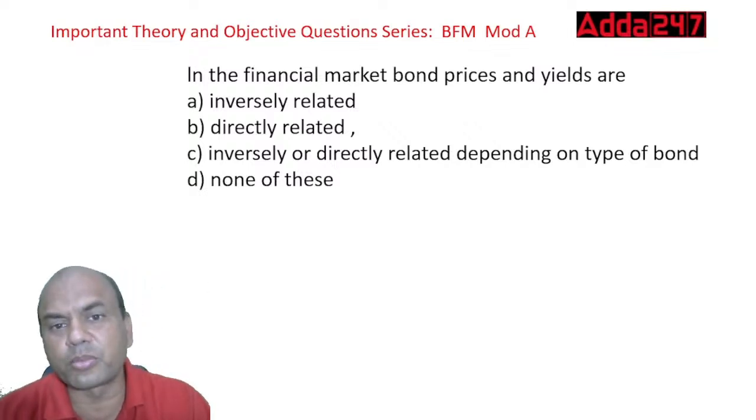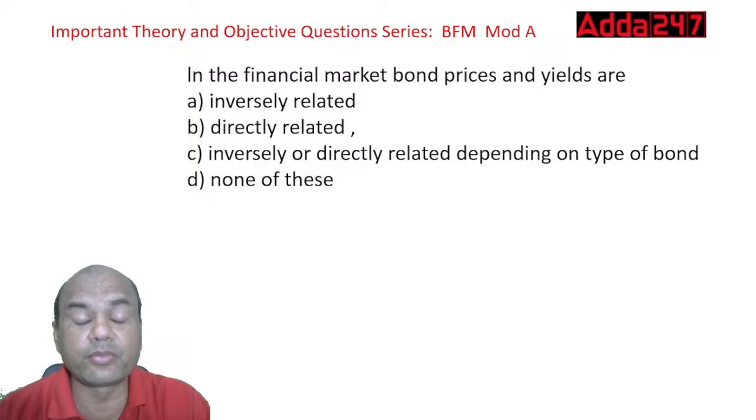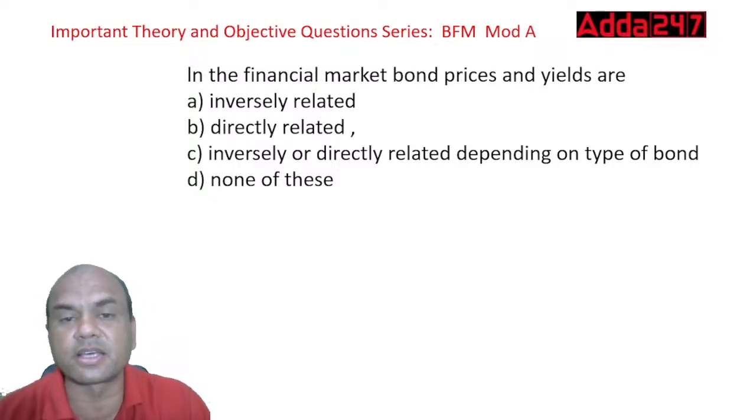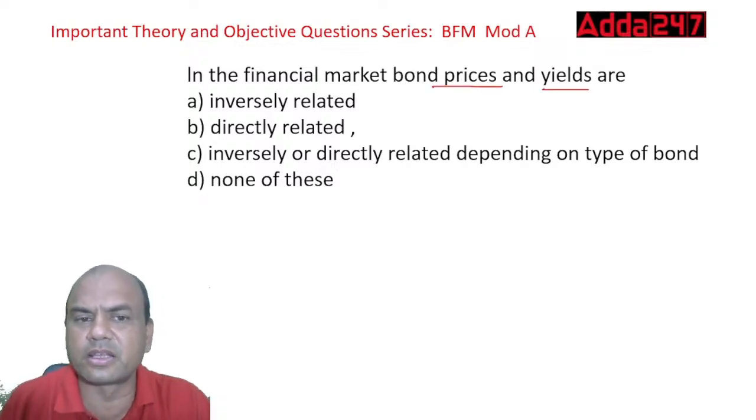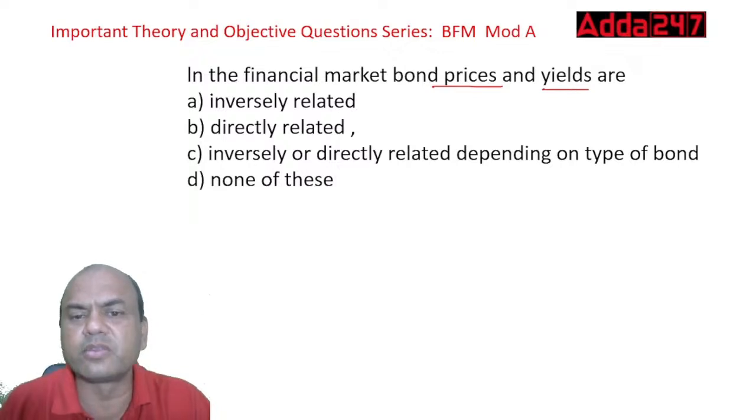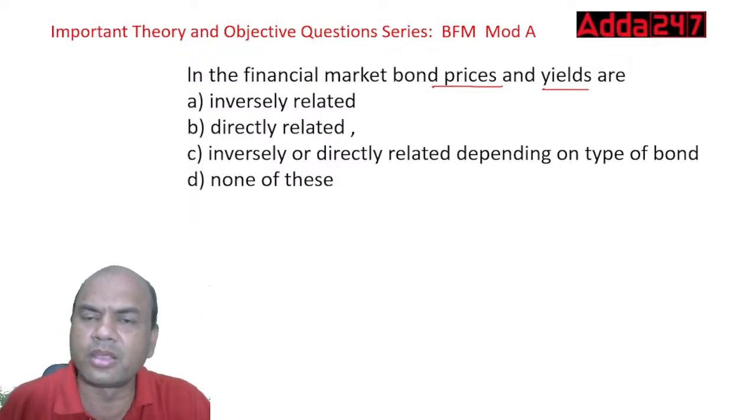In financial bond markets, bond prices and yields are what? Directly or inversely related? Inversely, directly, inversely or directly, depending on the type of the bond? None of the above?